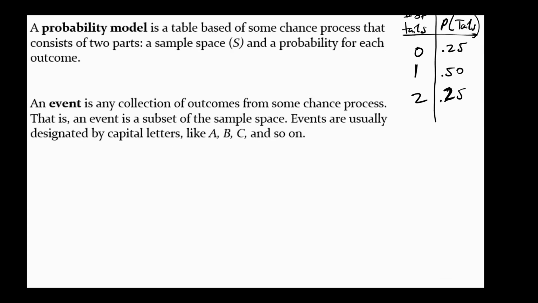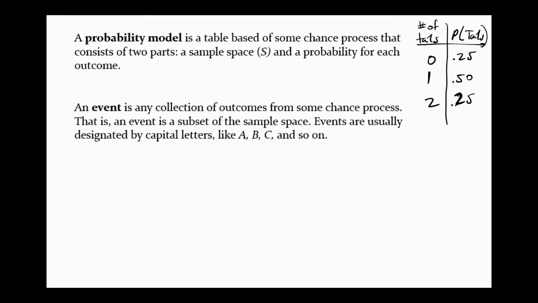A probability model is a table. It looks like this. It tells you what are the things in the sample space, what are the things that could happen, and what's the probability of them happening. So what's the probability of me getting, if I'm flipping two coins, zero tails, one tail, two tails? We have the probabilities there, right? And that's kind of where we stopped. An event is anything that can happen. Sometimes there are multiple events. Sometimes there's only one event.